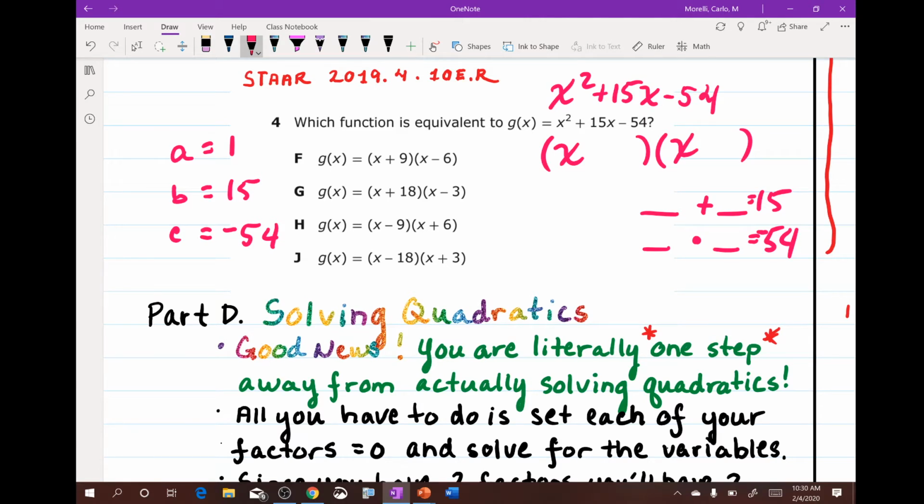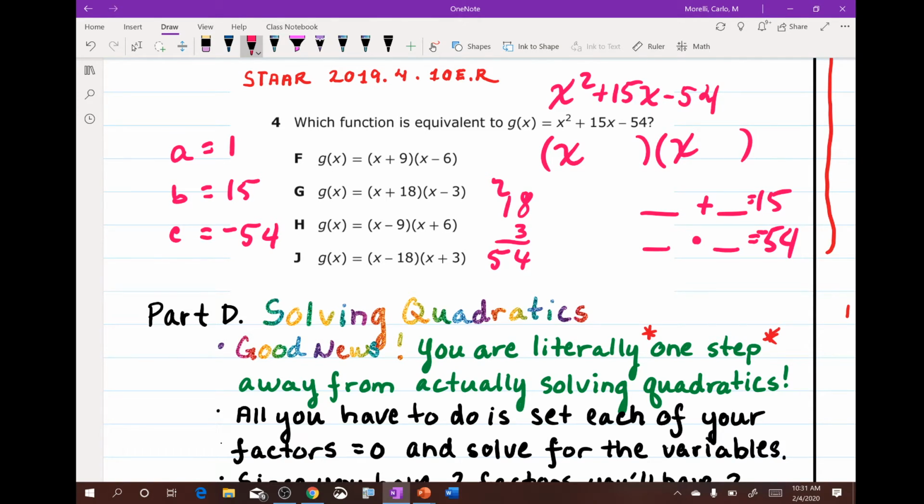So you can't use 9 and 6. There are two other numbers that add to be 15 and multiply to be negative 54. Say it. Let's check. So Sam believes that 18 times 3 will equal 54. Will it?